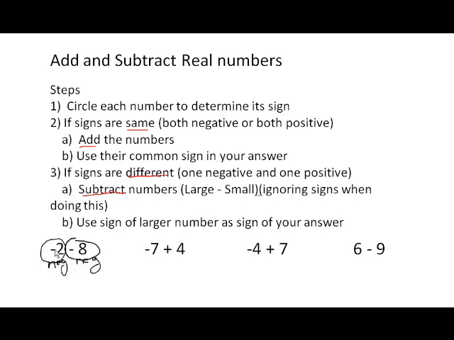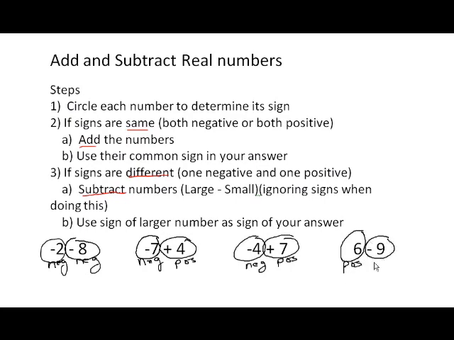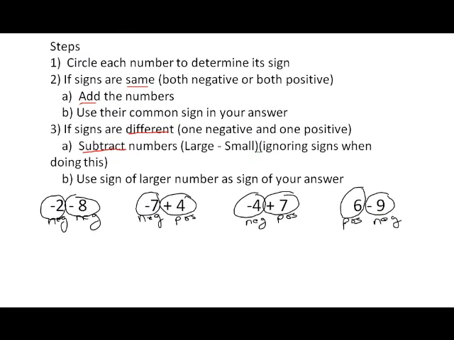If the signs are the same, let me circle all of them really quick. Here's the next problem. A -7 and a +4. A -4 and a +7. This 6 is a positive number, and this 9 is a negative number. That's why I have you circle each number and its sign. It's really important that you know which one is negative and which one's positive.